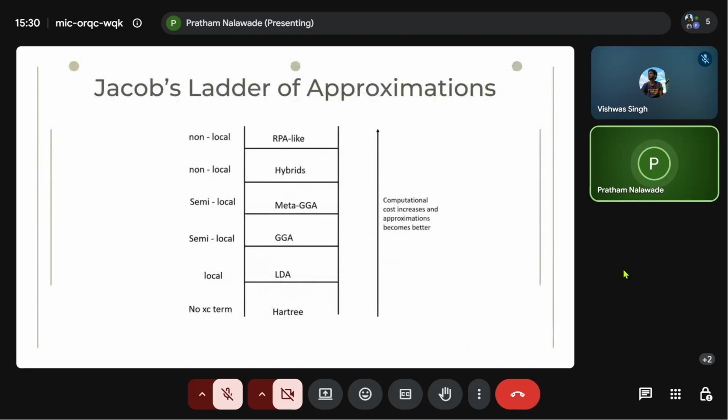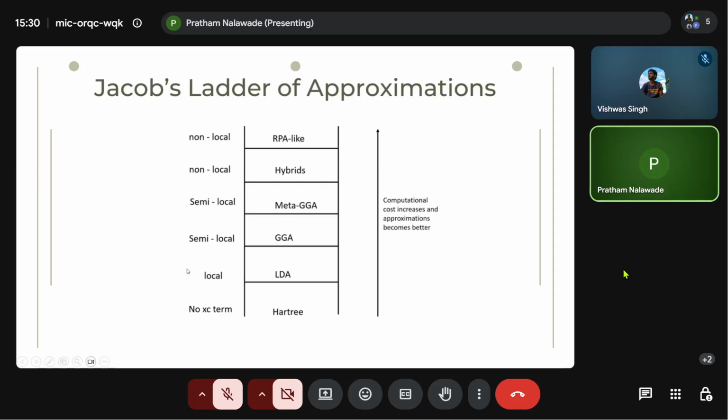But it doesn't stop here. There are much more sophisticated approximations. You have approximations like hybrids, where they take some part of Hartree-Fock and some part of DFT, which are completely non-local approximations. Non-local means to calculate the energy density of exchange correlation at one point, you consider the charge density all over the space, and then do that for every point.